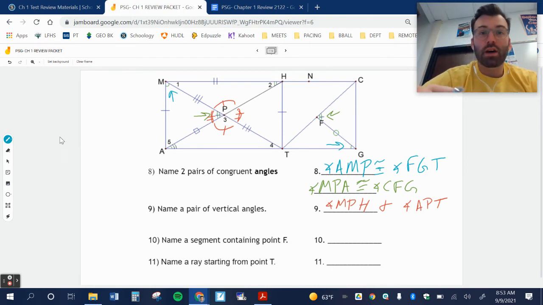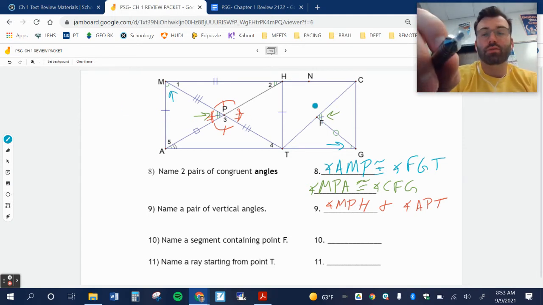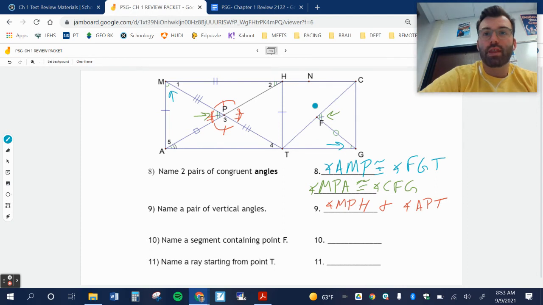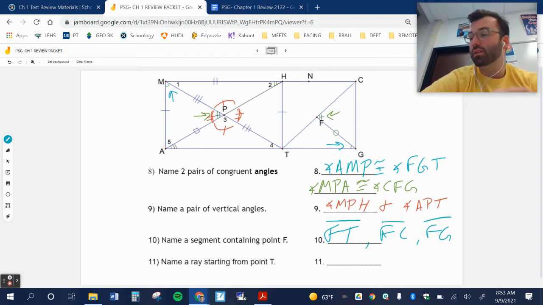Name a segment containing point F. Where's F? F is there. There's a few that you could use. I could say FT. Remember, you just want to have a solid line over the top, or FC with a solid line, or FG, etc., etc.